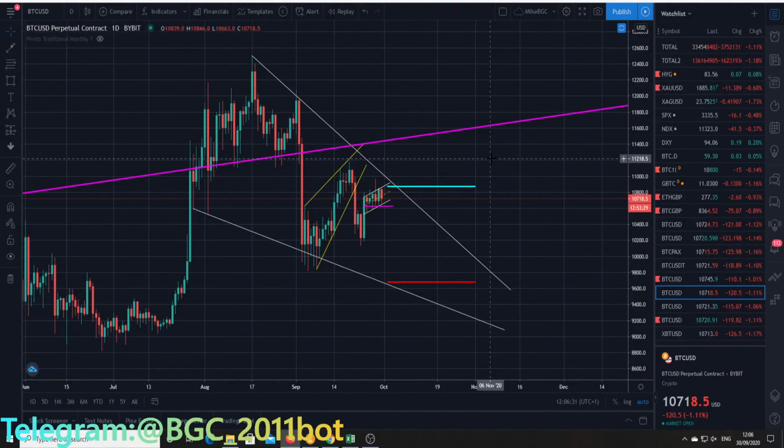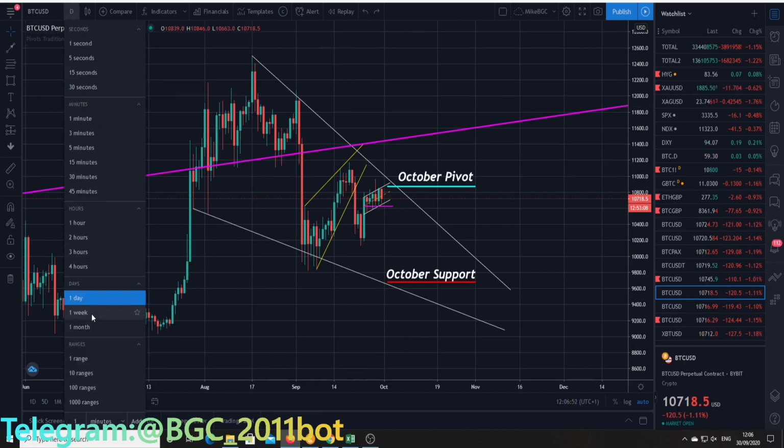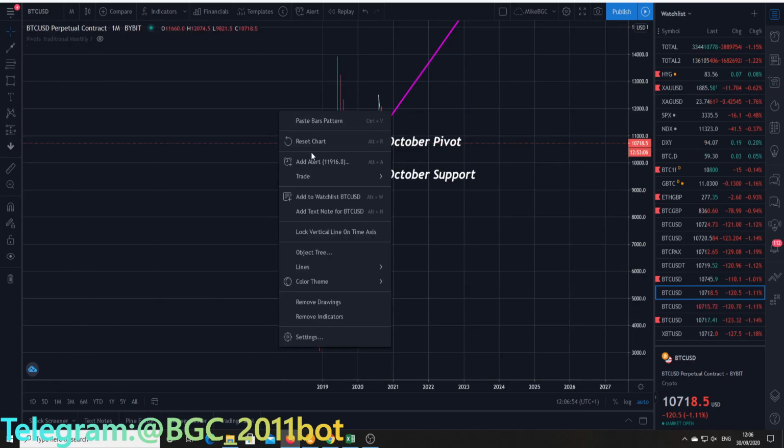In today's video, everything is starting with this chart. I'm gonna tell you in a second what this blue line and this red line are. This blue line is the October pivot and this red line is the October support. Maybe you know or maybe you don't how to calculate the monthly pivot, but I'm gonna tell you in a few seconds how to calculate it.